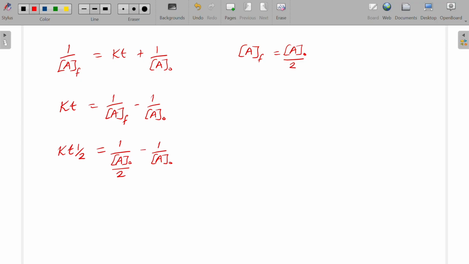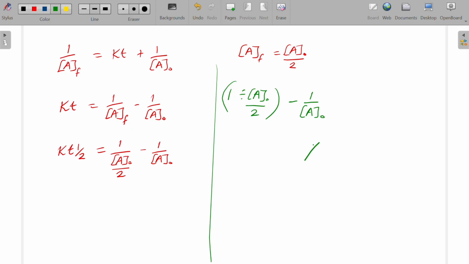Now, let's work on what we have on the right-hand side here. Let's forget about the left-hand side for now. Let's focus on the right-hand side. What are we going to get there? So what we have on the right-hand side is 1 divided by A initial, that is being divided by 2, like this. And this whole thing here is subtracted by 1 over A initial. So this is what we have on the right-hand side.